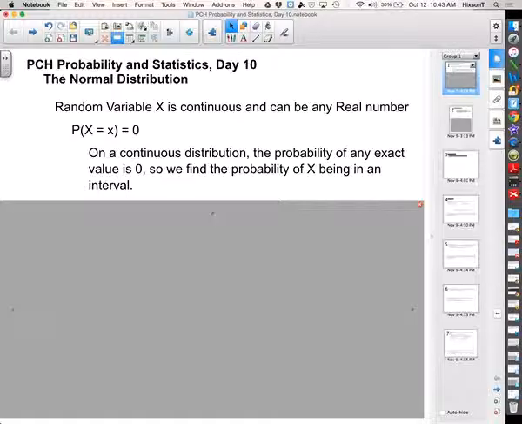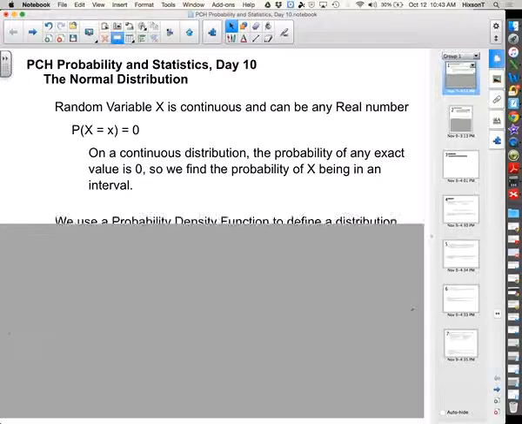But we recognize that no matter how precise we try to be when measuring, there's always some point at which we have to round, or we can't measure any more precisely than that. So we would say the probability that we're on an exact value is 0, because we never know exactly if we are on that value or not. So that's why we're looking at intervals.